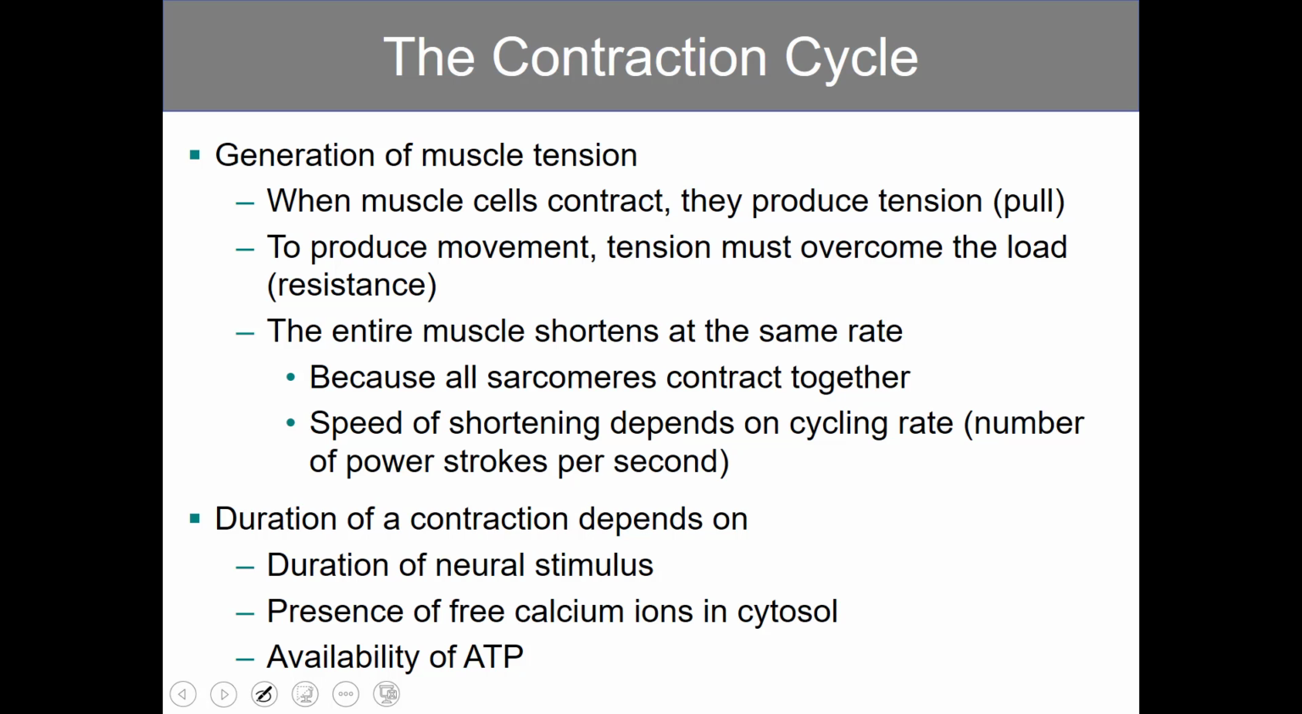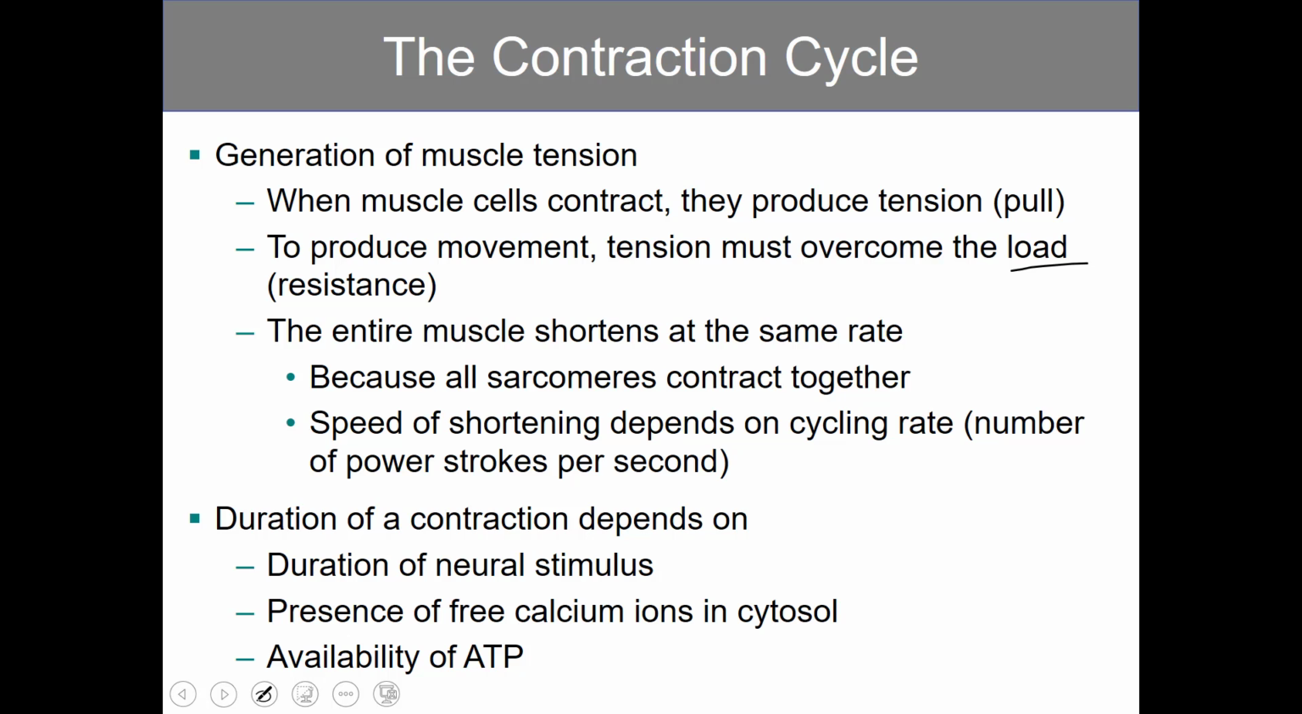When muscle cells contract, they produce tension or pull. In order to produce movement, tension must overcome the resistance or the load or the weight. The entire muscle shortens at the same rate, mainly because all the sarcomeres contract at once. The speed of shortening depends on cycling rate, which is the number of power strokes per second. There are 3 things that really determine the duration of a contraction.